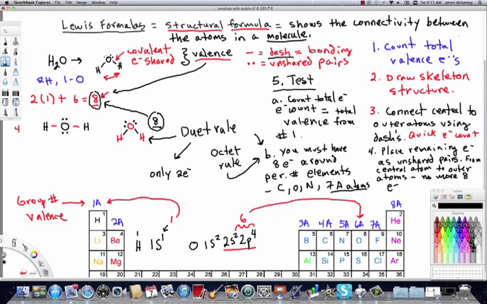So in this video, what I've tried to do is give you the basic beginning of how to do this. There are more steps, but what we're going to do is close here, and I'll go to a third video where we're going to practice this with very simple molecules.